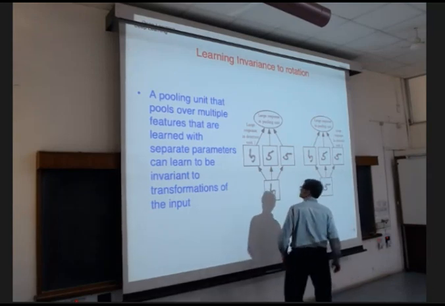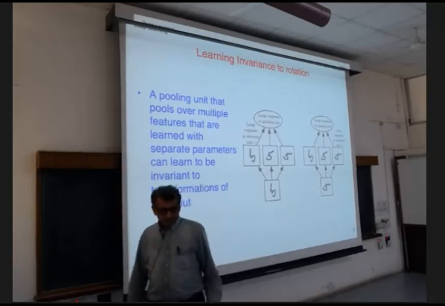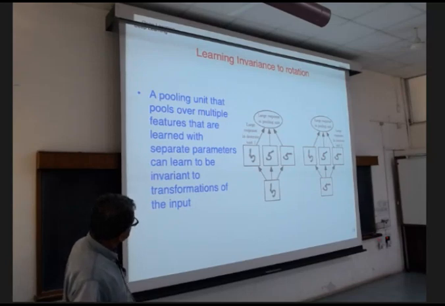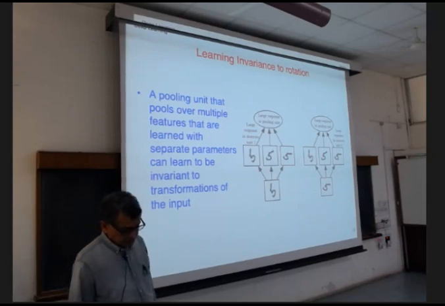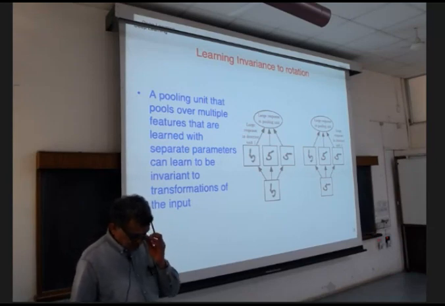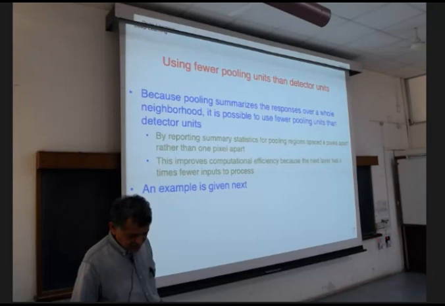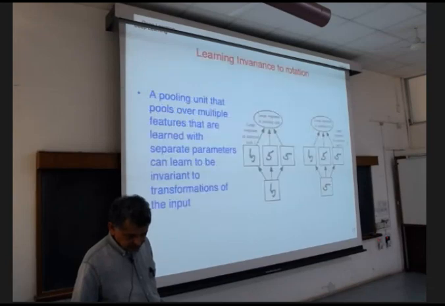This image has changed. So this is again saying that a pooling unit that pools over multiple features that are learned with a separate set of parameters. Here is an example to see why having multiple sets of features creates invariance. The motivation for this was using fewer pooling units than detector units. Anyway, that's an interesting example. Take a look at it.